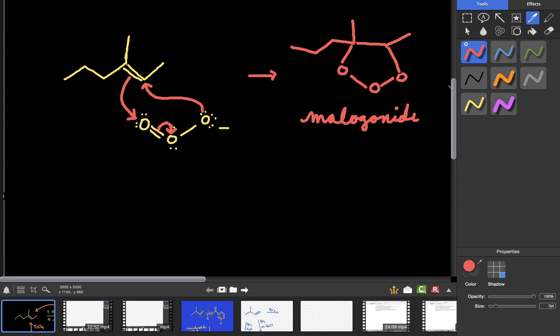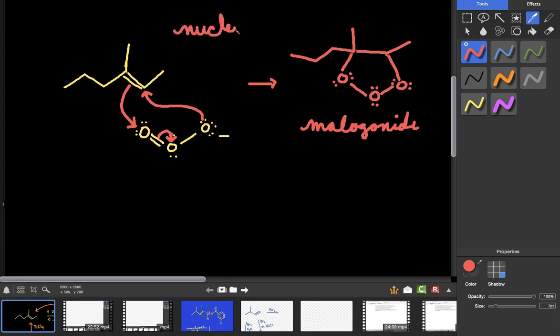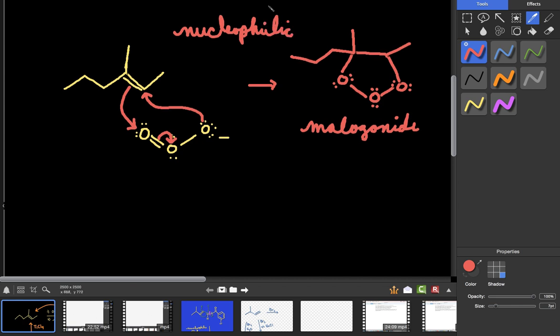Here's our malozonide in this particular example. And of course we have lone pairs. In terms of mechanistic pattern, this is obviously a nucleophilic attack. As with all electrophilic addition, the nucleophile are the pi electrons.